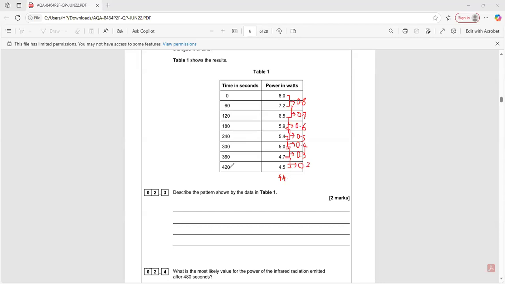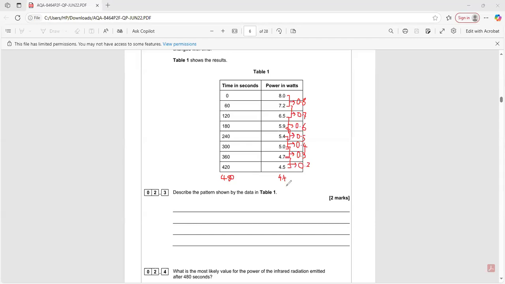And now let us look at the left-hand side. It's increasing by 60. 60 plus 60 is 120. 120 plus 60 is 180. 180 plus 60 is 240. 240 plus 60 is 300. 300 plus 60 is 360. 360 plus 60 is 420. 420 plus 60 will be what? 480. Are you good with that?